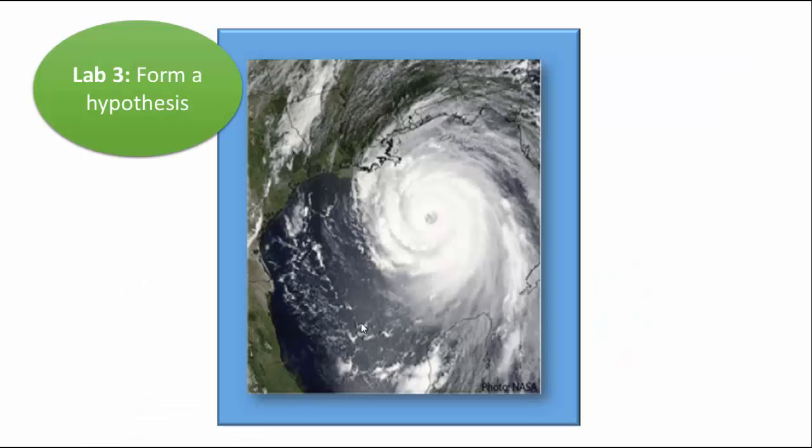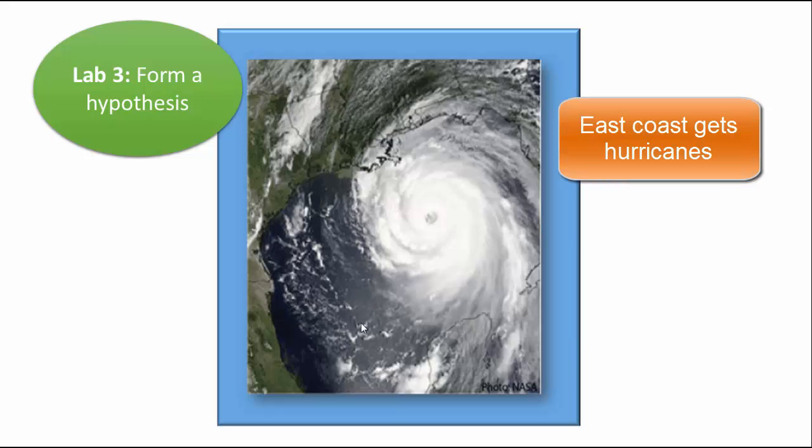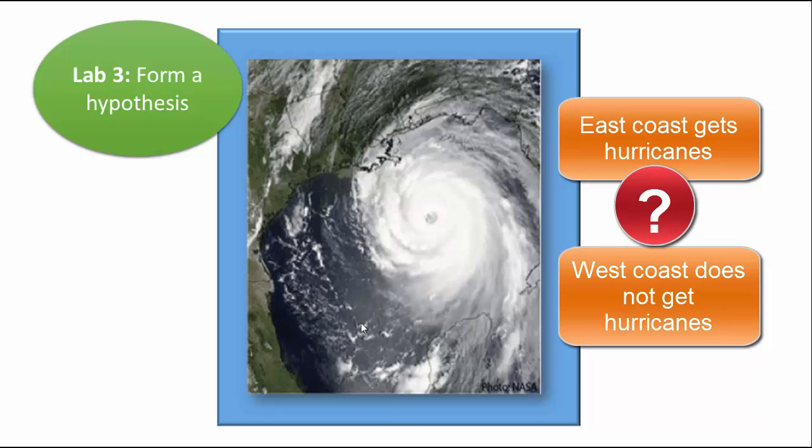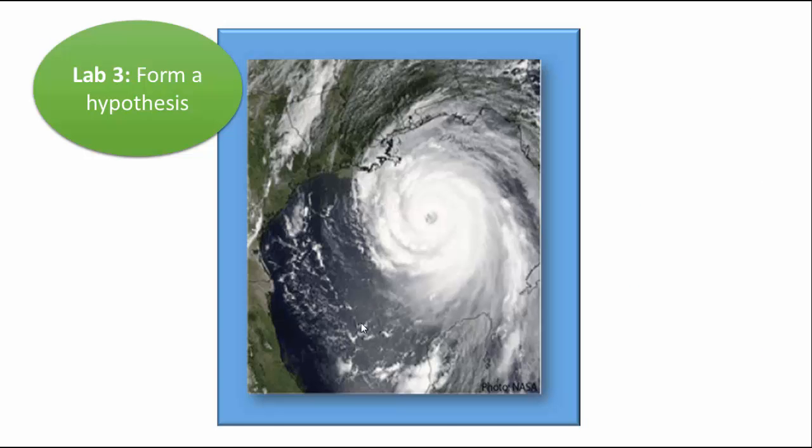In Lab 3, you will be asked to follow a similar process to explain why the east coast of the United States gets lots of hurricanes, while the west coast does not. This is a slightly more convoluted problem, so let's talk about how we can break down the data that we have as part of this lab to better understand this problem and build a valid hypothesis.